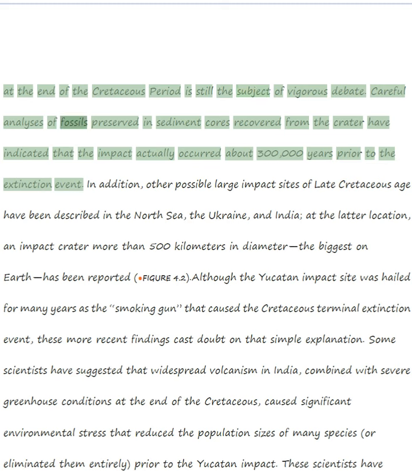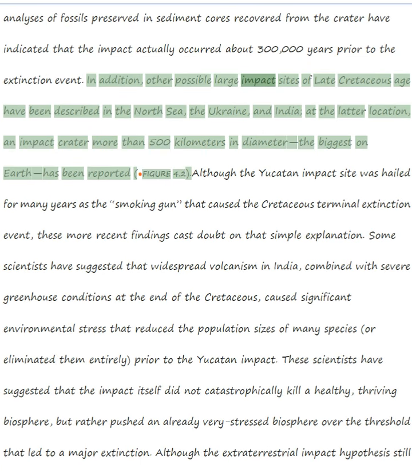Careful analyses of fossils preserved in sediment cores recovered from the crater have indicated that the impact actually occurred about 300,000 years prior to the extinction event. In addition, other possible large impact sites of late Cretaceous age have been described in the North Sea, the Ukraine, and India. At the latter location, an impact crater more than 500 kilometers in diameter, the biggest on Earth, has been reported.